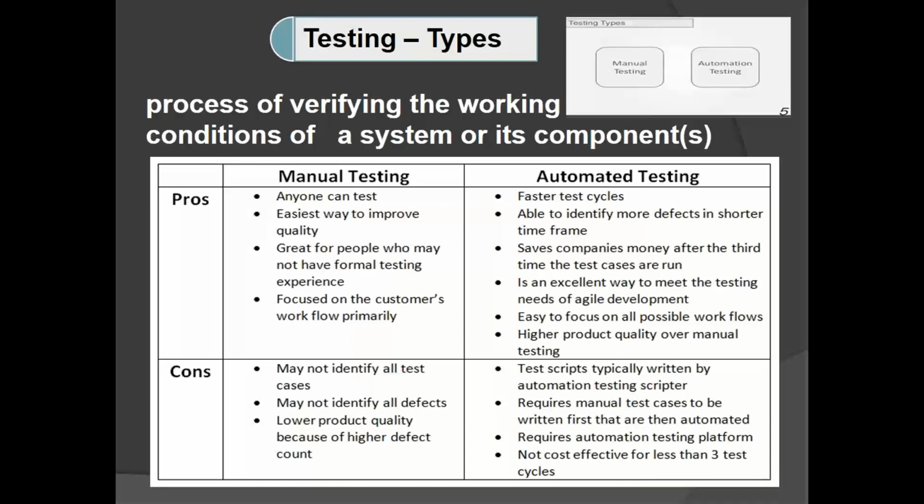Then how many types of testing are there? Broadly classified, we have two types of testing. First one is manual testing. Second one is system testing. This system testing is also known as automated testing or test automation. Now let us see what manual testing and system testing are.